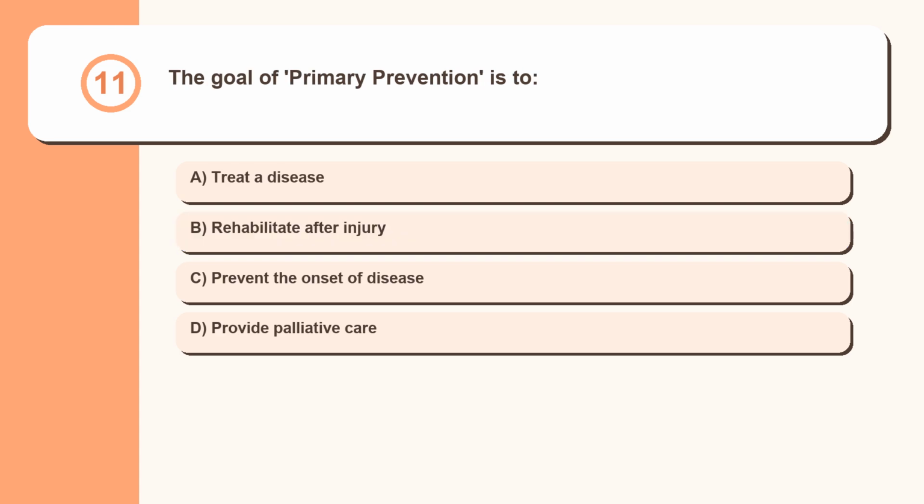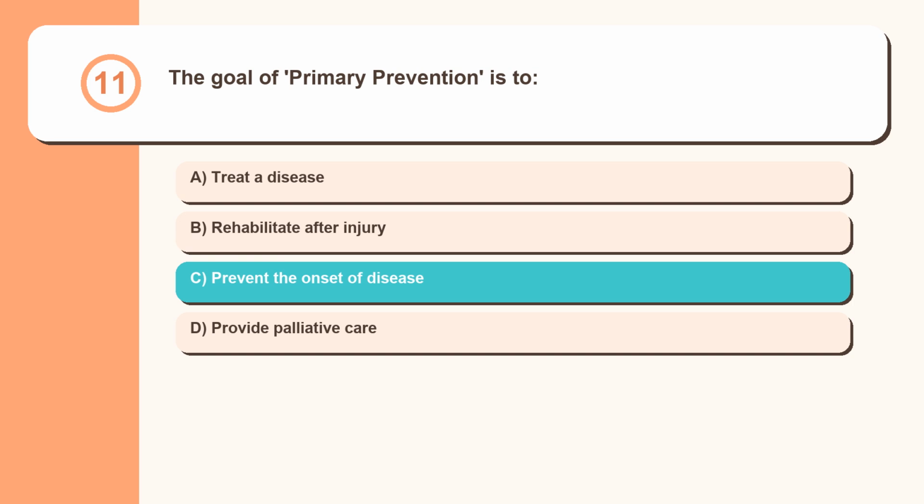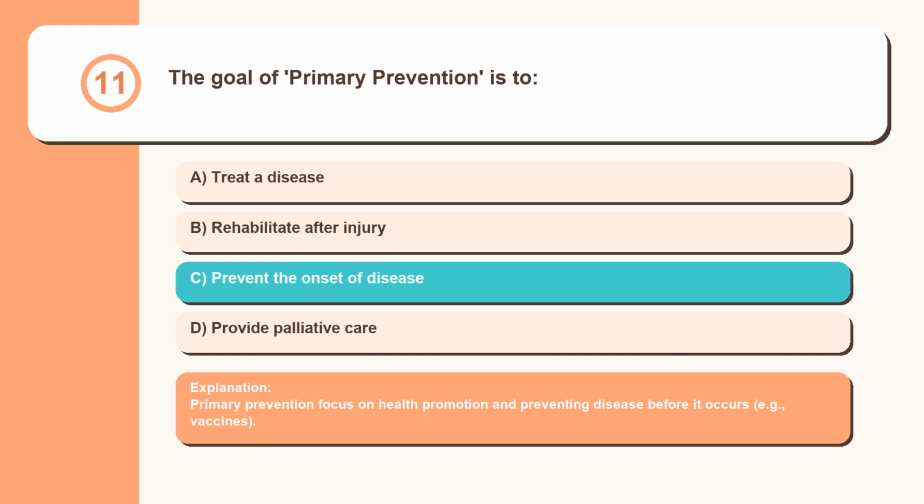Question 11. The goal of primary prevention is to: treat a disease, rehabilitate after injury, prevent the onset of disease, provide palliative care. Primary prevention focuses on health promotion and preventing disease before it occurs, for example vaccines.